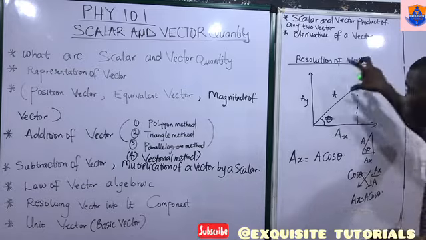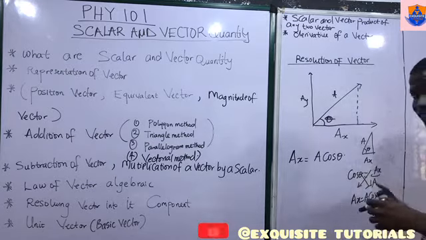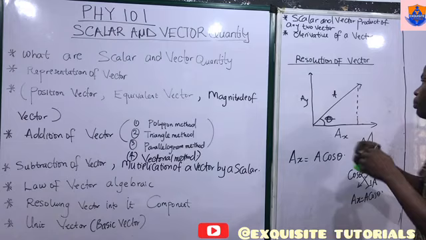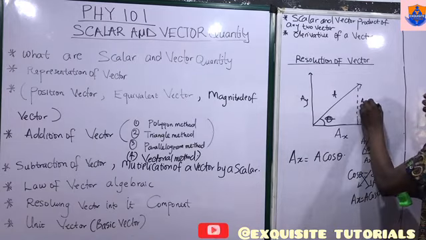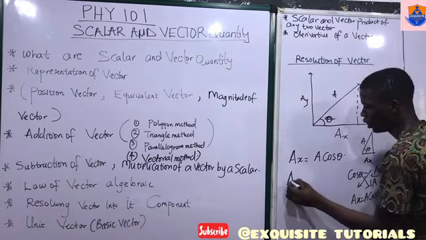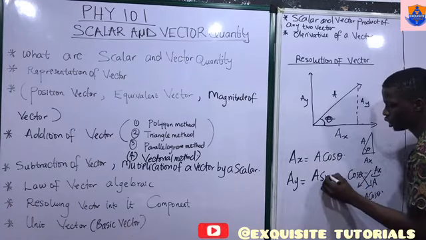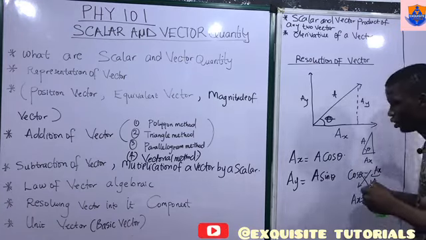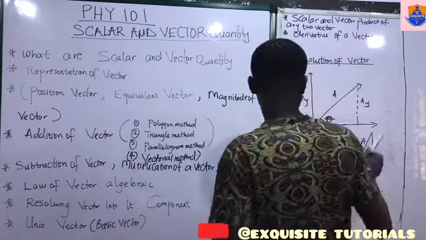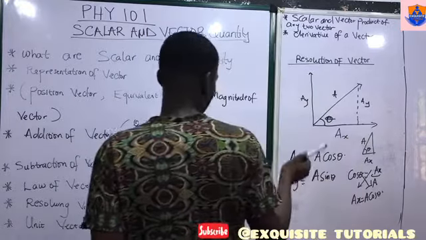And if you repeat this same principle I applied here to this A of y, making this the value for our A of y, you get our A of y value to be equal to A sine theta. So that is that under the resolution of vectors.